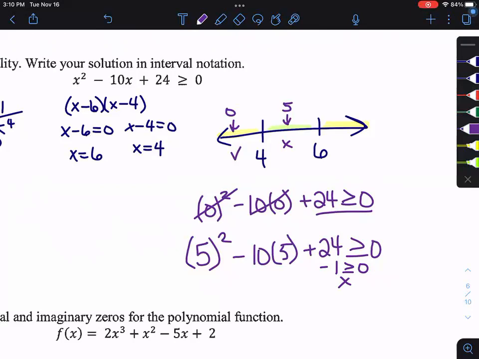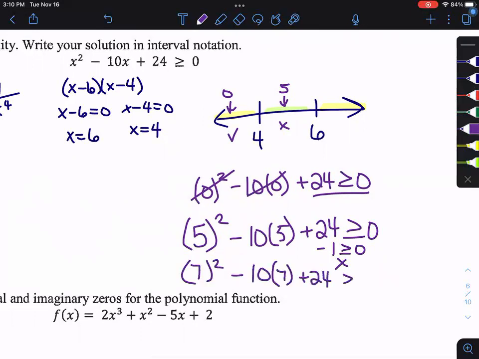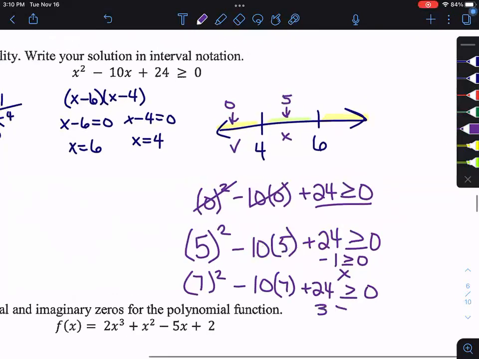For the region on the right, again, it doesn't matter what number you choose as long as it's larger than 6. You cannot use 6, so I'm just going to use 7. 7 squared minus 10 times 7 plus 24. Hopefully that's greater than or equal to 0. Just using my calculator to compute that gives me 3 is greater than or equal to 0, which is true.